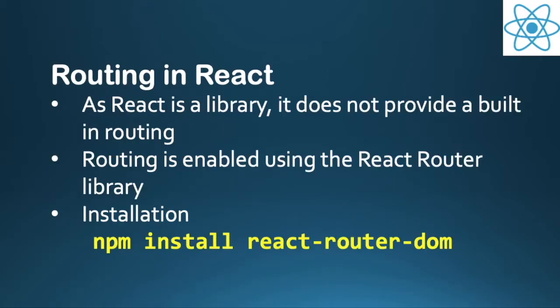So, how do we implement routing in React? As React is just a JavaScript library, it does not have built-in routing. So, to use routing in React, we use another library, which is the React Router library, and we can just go ahead and install it using npm install react-router-dom. In our VS Code terminal, we can type in this command and install our React Router DOM.